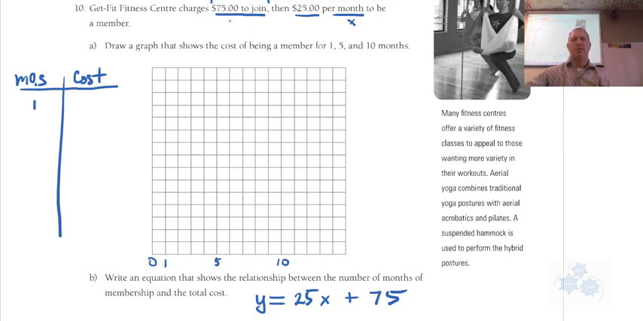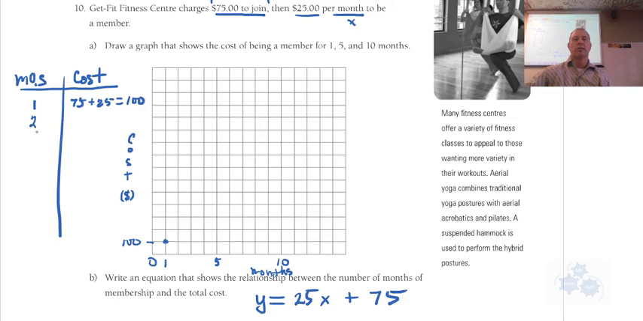After 1 month, so we've got 75 plus 25. See that? So after 1 month, it's going to cost $100. Maybe we should put $100 right here. 1 month is $100. Everyone see that? Let me just write a little bit more detail here. Months, and this is going to be cost in dollars. Canadian dollars, or it could be US dollars if you want.